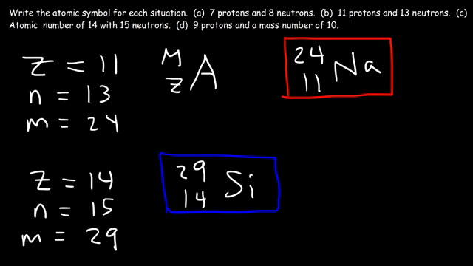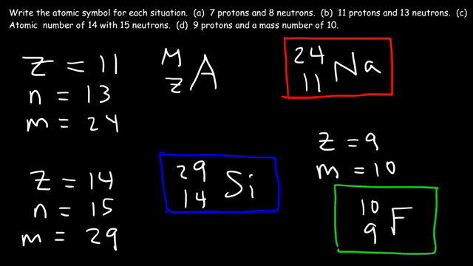Now let's move on to part D. The number of protons is 9, so that's Z. The mass number is 10. So what we have is 10 and 9. An atomic number of 9 corresponds to fluorine. Now this is a rare isotope because it means that it only has one neutron. So it's not a stable form of fluorine. But based on the information we have, that's going to be the answer. So now you know how to write the atomic symbol for an isotope if you're given the number of protons, neutrons, or the mass number.